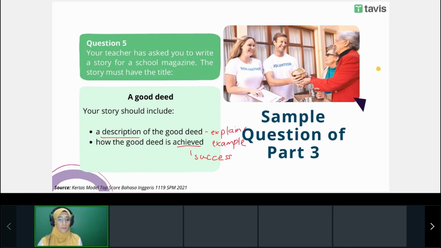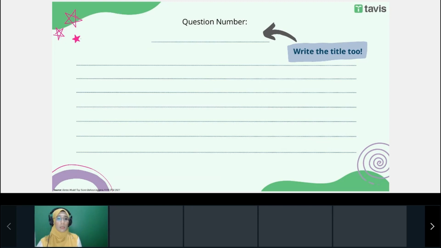Okay, so again, this is the format for your answer script, how it should be. Make sure that you write the question number. Again, you are given 3 questions, so questions 3, 4, and 5. So you write here question 3, for example, if story writing is on question 3. In this case, please make sure you write in full as well. Question 3, what is it? A good deed. Write the title as well, a good deed. Okay, so write it there.